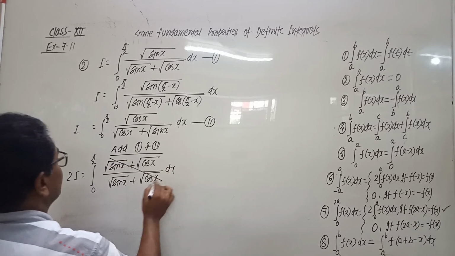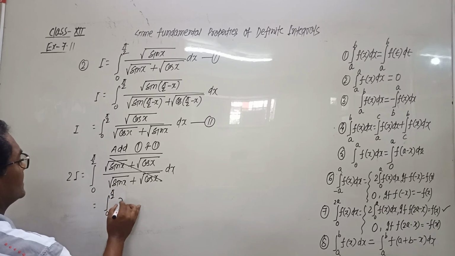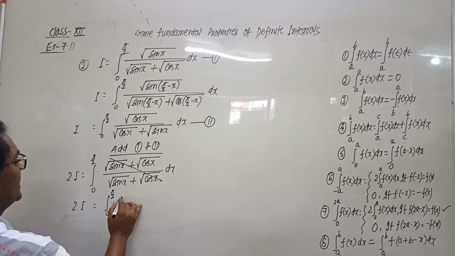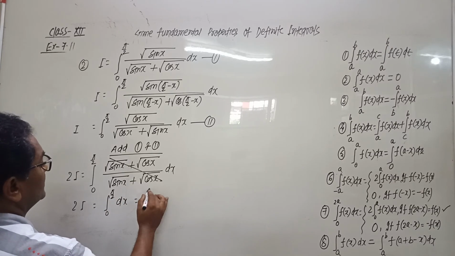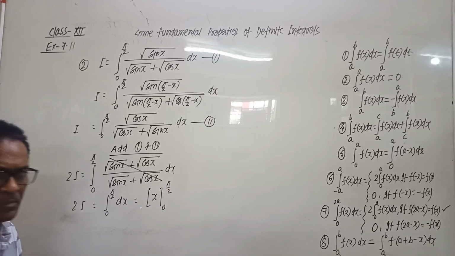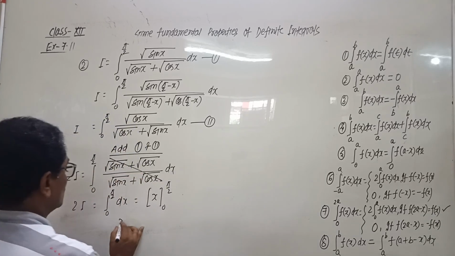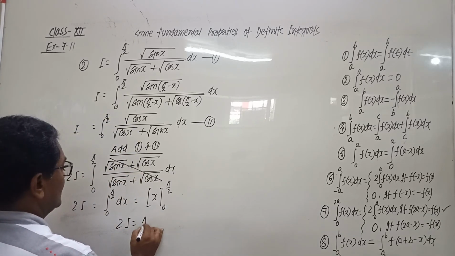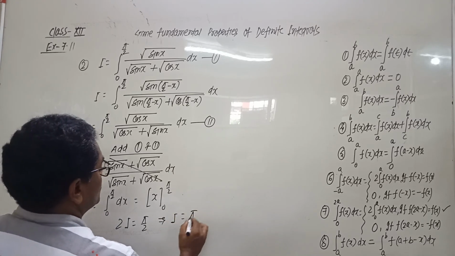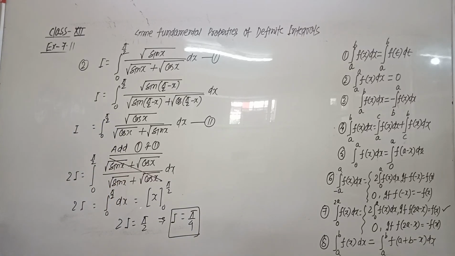This whole term gets cancelled and we get integral 0 to pi by 2 of dx. Integration of dx is x, and limit from 0 to pi by 2. Then put the limit, so we get 2I equals pi by 2 minus 0, which is pi by 2, and I comes to be pi by 4. So we get the answer as pi by 4.